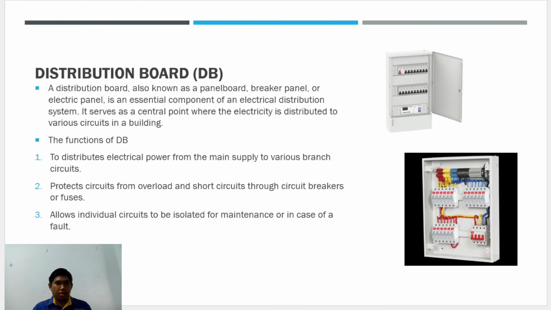Alright, now the distribution board. A distribution board, also known as a panel board, breaker panel, or electrical panel, is an essential component of an electrical distribution system. It serves as a central point where electricity is distributed to various circuits in the building. The function is to distribute electrical power from the main supply to various branch circuits, protect circuits from overload and short circuits through circuit breakers and fuses, and allow individual circuits to be isolated for maintenance or in case of fault.